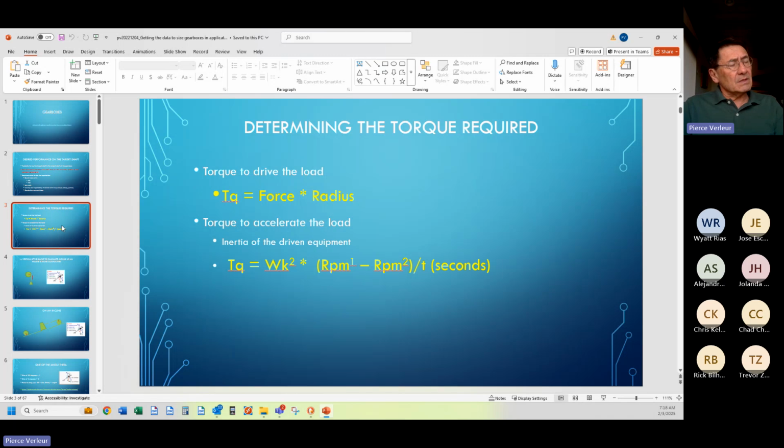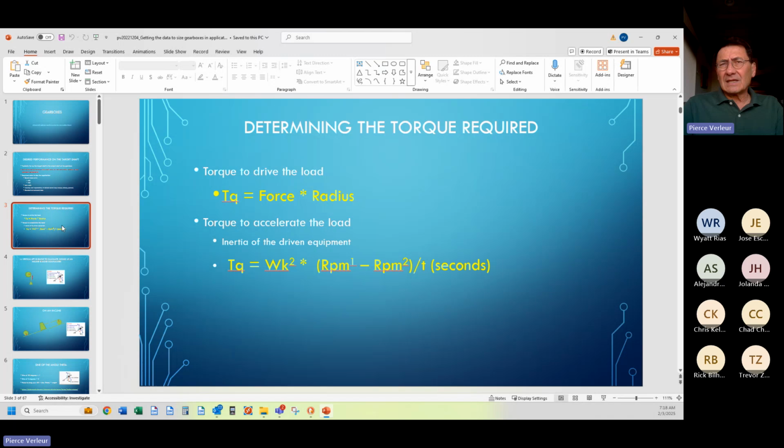So the radius around which you apply your force determines torque. Now, a greater radius, a longer pedal shaft, means with the same force, you're going to be producing more torque. And that is the principle of leverage.